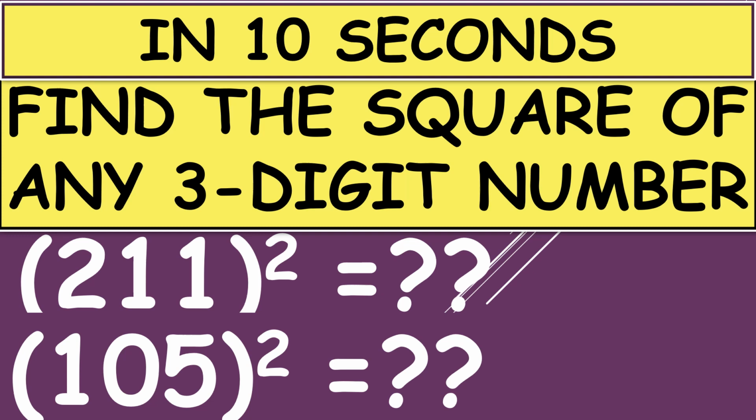Today, we'll be looking at how to find the square of any three-digit number in 10 seconds. We have two numbers we'll be looking at, 211 squared and then 105 squared.